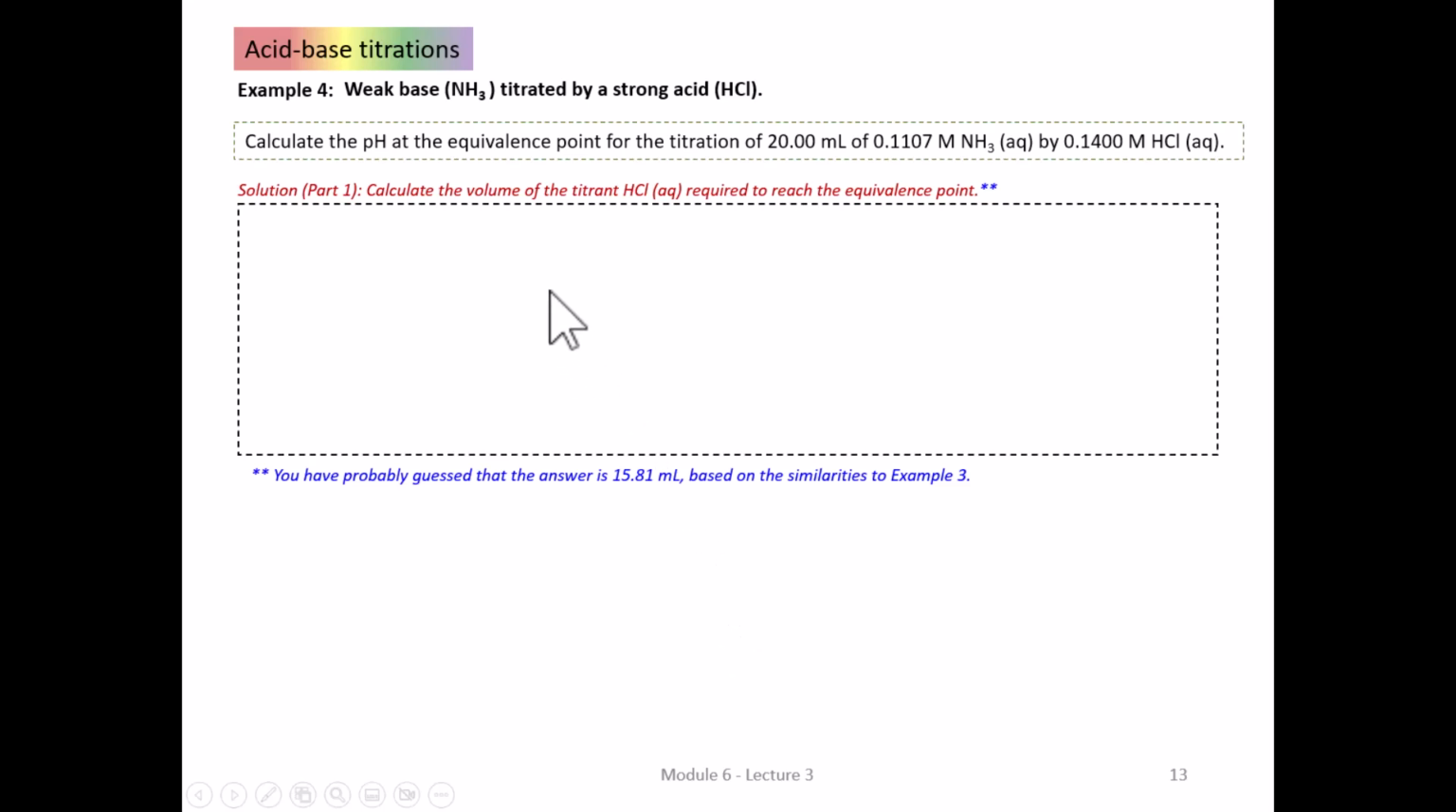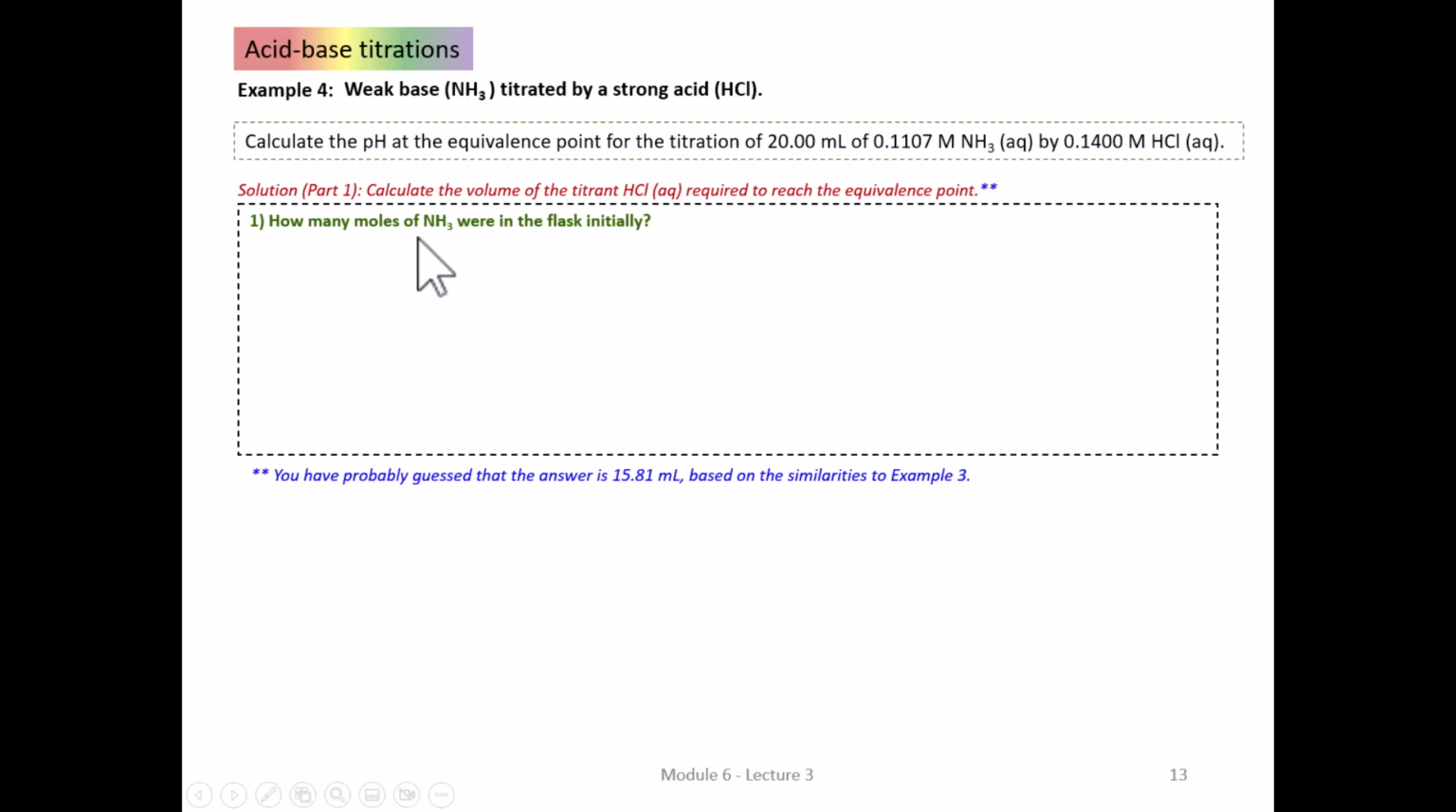And the calculations will be in 3 parts. First of all, we need to calculate the volume of the titrant, HCl, in the burette that will be required to reach the equivalence point. If you recall example 3 and the similarities of some of these numbers to example 3, you've probably guessed the answer is 15.81 milliliters. But let's see how we'd work through this.